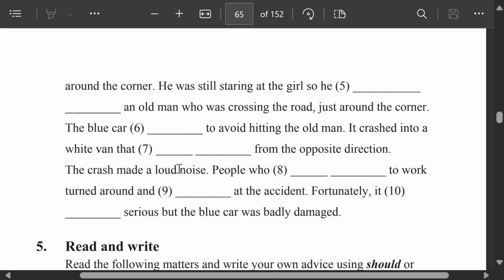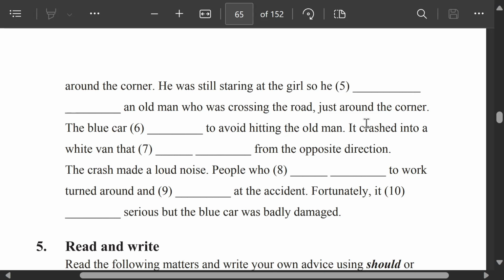Okay. Was, yeah, you have to use this tense. The van that was, you see, you need a past continuous. The van was doing something. The van from the opposite direction, the van was probably coming from the opposite direction. The van was coming. So it crashed into a white van that was coming from the opposite direction.